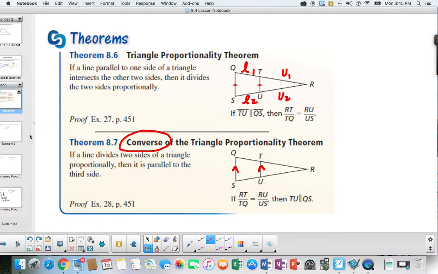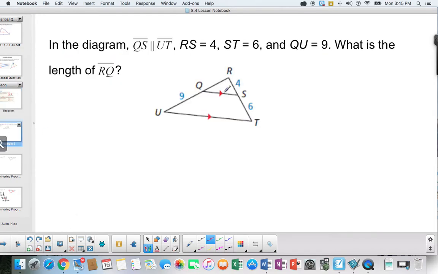Let's go ahead and work on a problem. All right, so I have this line that's parallel to the third side. So this creates an upper 1 and a lower 1, an upper 2, because they've been divided, the side's been divided into two pieces, and a lower 2. All right, so what I can say is RQ, that upper, is to 9 as the upper is to 6.